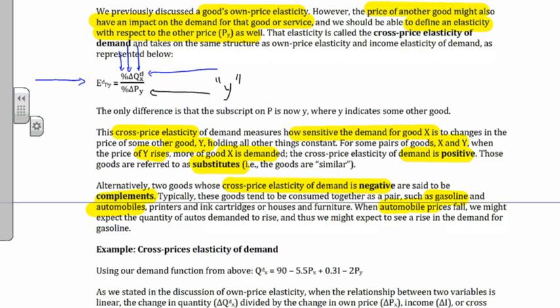When prices of automobiles fall, what might you expect? The quantity of autos demanded to rise. Why? Because the price has gone down. Fantastic, I can afford to buy a better, bigger car. And then also we'll see a rise in the demand for gasoline, because if I'm buying bigger cars, I'm probably going to be spending more on that.